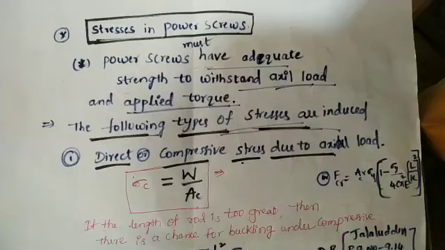Of the applications of power screws, the load is lifted by a screw jack, or used to clamp a workpiece, for example vices, or to move the tool during machining. That means the lead screw of a lathe. Hence, based on the type of operation, we should consider the concerned stresses.